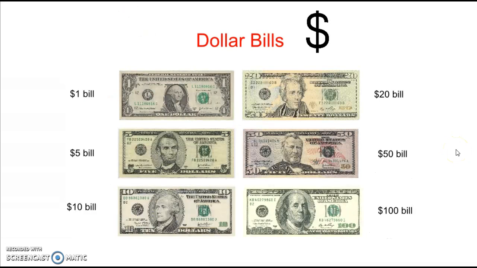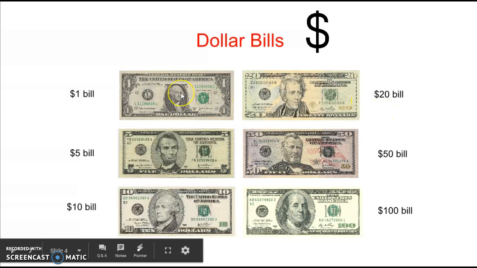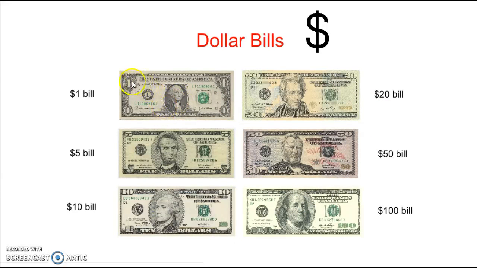And now we will talk about the dollar bills. So this is the symbol for the dollar bills. It's an S with a line straight down the middle. So that's how you know that that means money. So we have the $1 bill, and here you can see that there's a 1 in each of the 4 corners. So you know that that's a $1 bill.